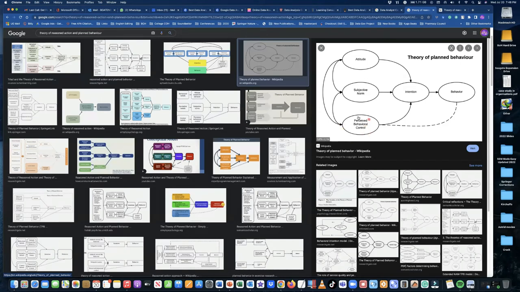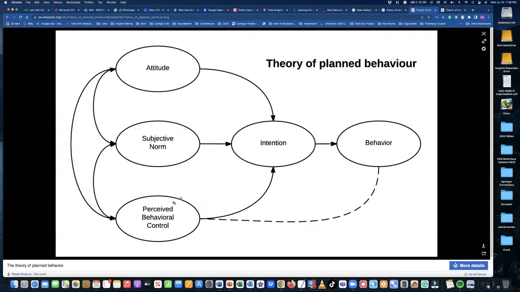Some behavior can be controlled. There can be control measures. The same agent who developed the theory of reasoned action later came back, after some critique from others, and added perceived behavioral control. This variable can influence the actual performance of the behavior, so it goes here too, not just the intention.